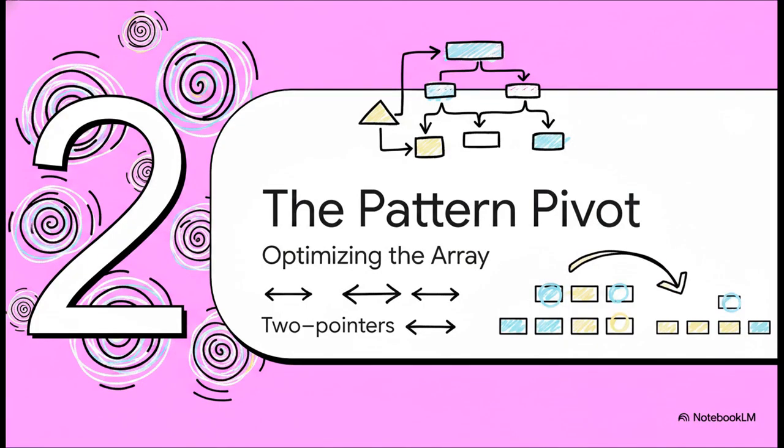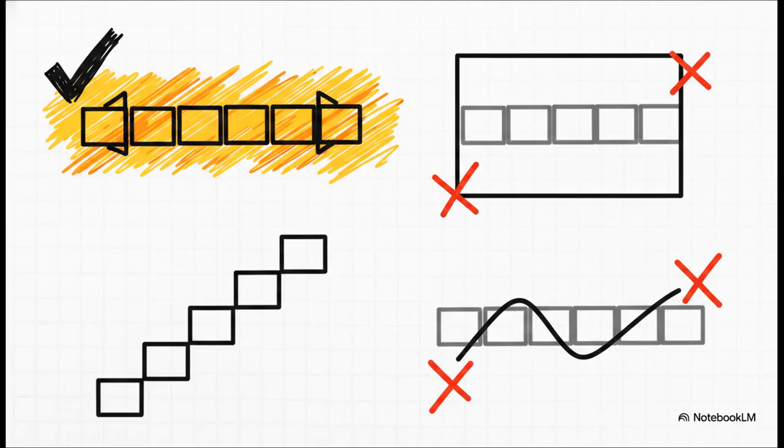Section 2. The pattern pivot. So let's shift our energy away from creating new arrays. When you're optimizing array operations, there are generally 4 major patterns we pull from: two-pointer, sliding window, prefix sum, and Kadane's algorithm. Now, sliding window, prefix sum, and Kadane's, those are phenomenal when you want to look at continuous subarrays or calculate continuous sums. But that's not what we're doing today.